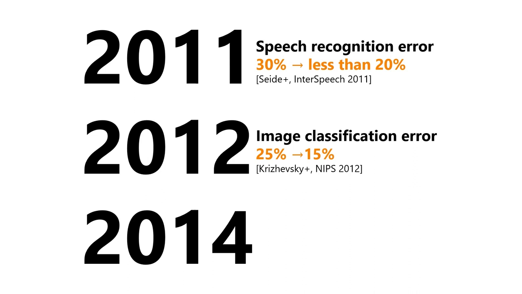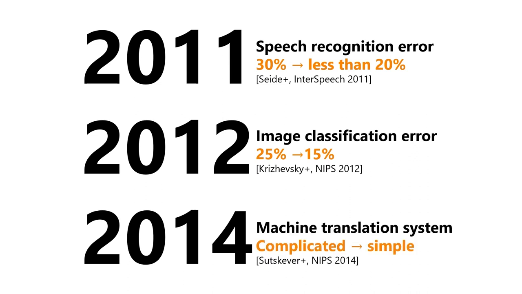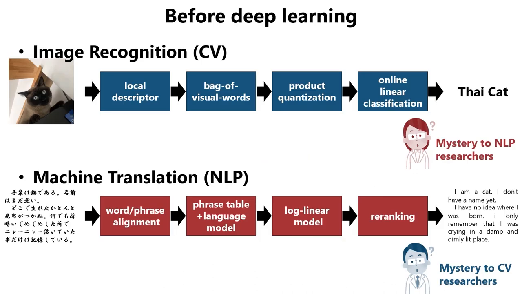The last one was in 2014. Machine translation used to be a combination of various complex modules, all attempting to improve accuracy. However, in that year, a simpler method was used to achieve similar accuracy, and since then, this simpler method has been refined to improve the accuracy of the translation. The common technology in all of this is, yes, deep learning.